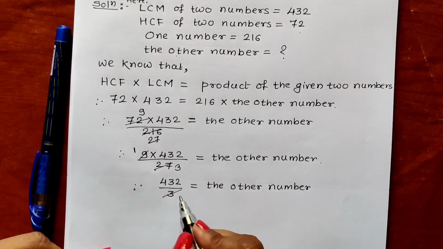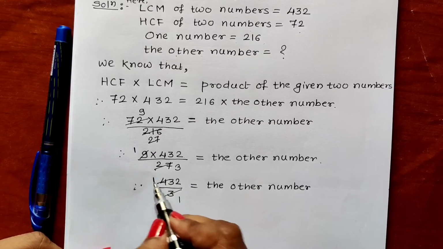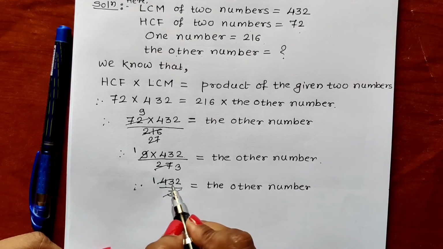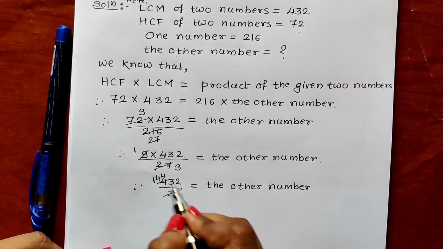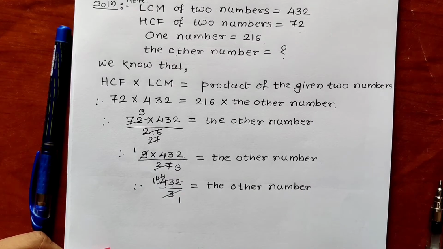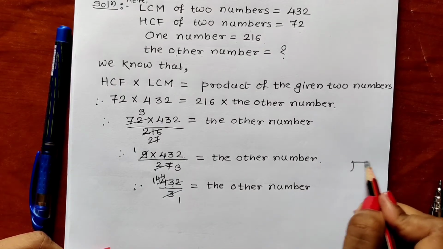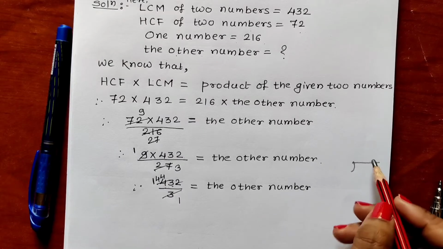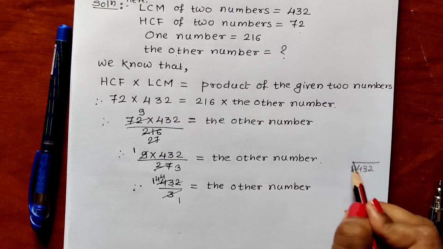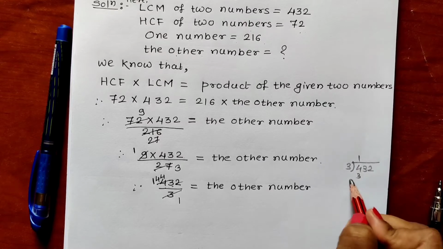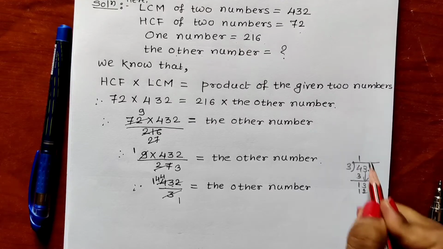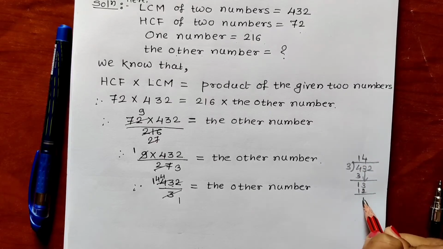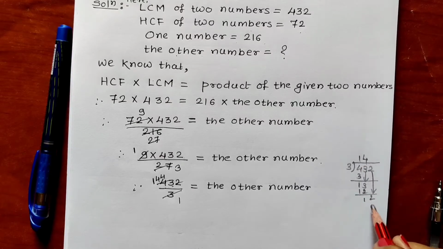Let us cancel it. 3 ones are 3. 4 minus 3, 1, and this 3 makes 13. 3 4s are 12 and 3 4s are 12. If you cannot do it orally, you can do it in rough work, in the division method. 432 divide by 3. 3 ones are 3. 1 remaining. This 3 we have to put down. 3 4s are 12. Again 13 minus 12, 1 remaining. This 2 we have to put down. 3 4s are 12. In this way you can do it in rough.